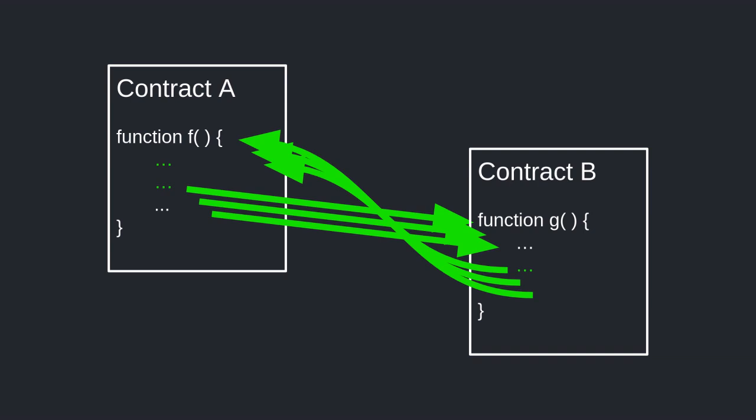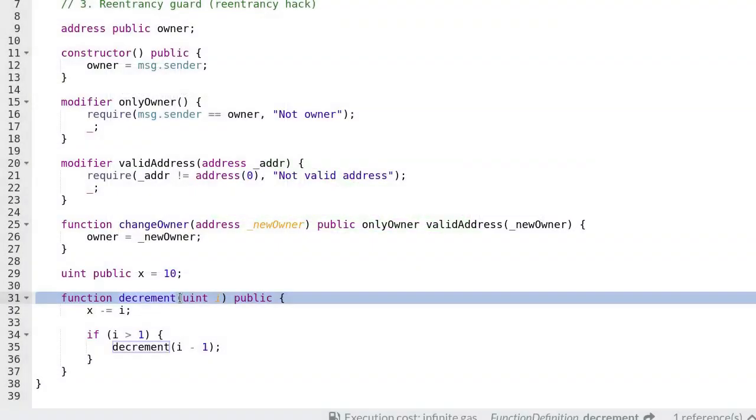So how can we prevent this from happening? We can guard against this hack by preventing a function to be called while it is still executing. First, let's see an example of a function that can be called while it is still executing. Here we have a function called decrement. Decrement takes an integer variable named i, and it decrements the state variable x by i.